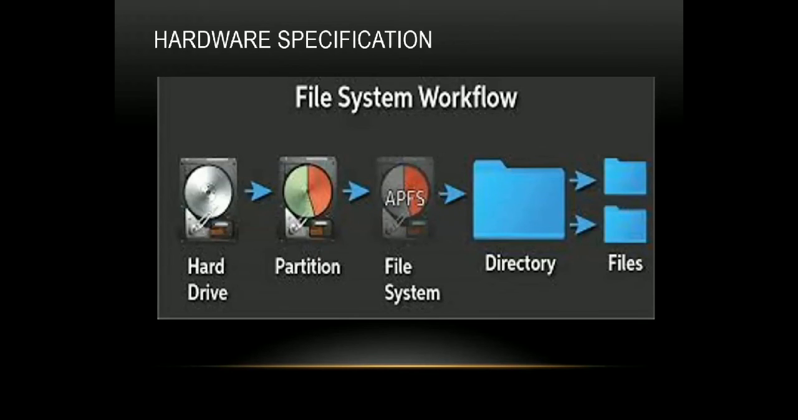Hardware specification. File system workflow: the hard drive, the partition, into a file system, to directory and into file. What do they do? The hard drive is the component that stores all of your digital content: your documents, pictures, music, videos, programs, applications, and operating system represent digital content stored on the hard drive.